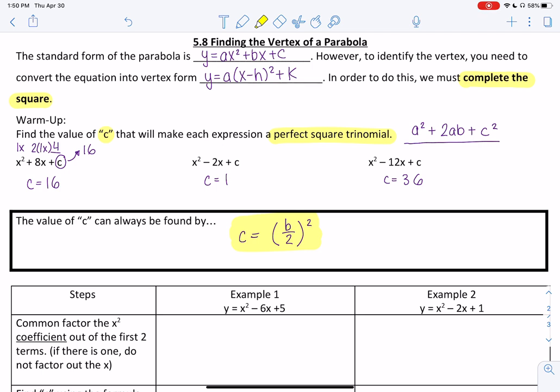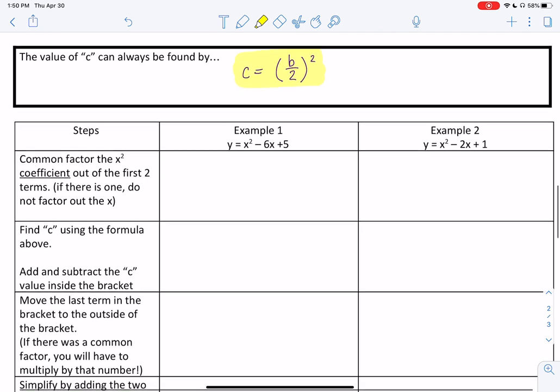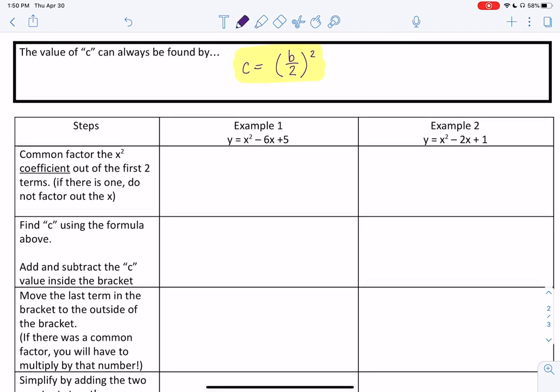You will not have to derive it like this again, but it does help a lot of people to understand where it comes from and that it isn't just a formula I pulled out of the air. So again, our goal of completing the square is we want to go from this and we want to go to y equals a, x minus h, all squared, plus k.